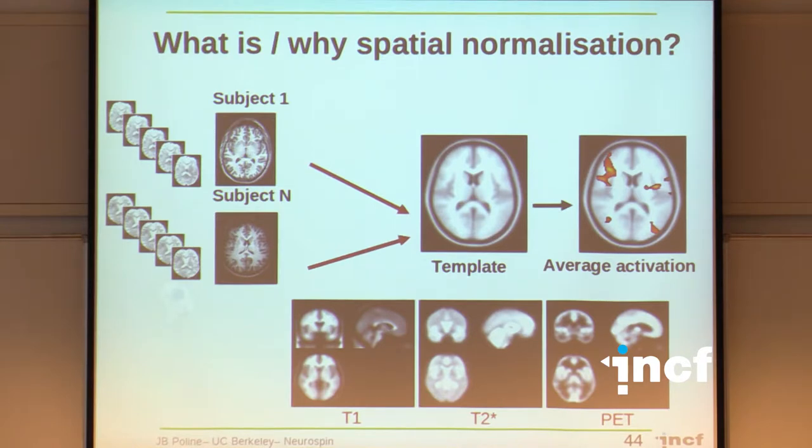So that's the name of the game of what we call spatial normalization. The image processing community calls that co-registration, or registration sometimes. Basically, you're taking the anatomy of one brain and deforming it to look like a template brain. That's the principle.